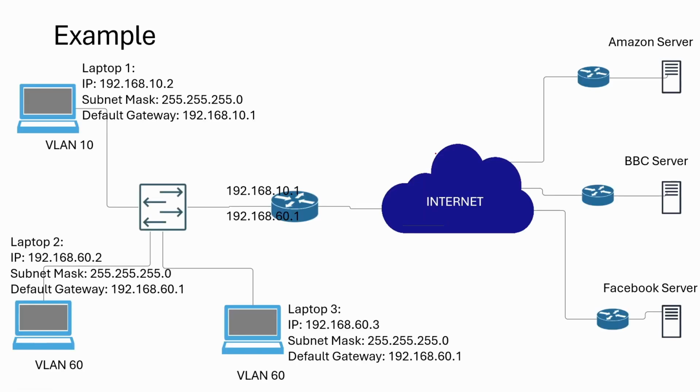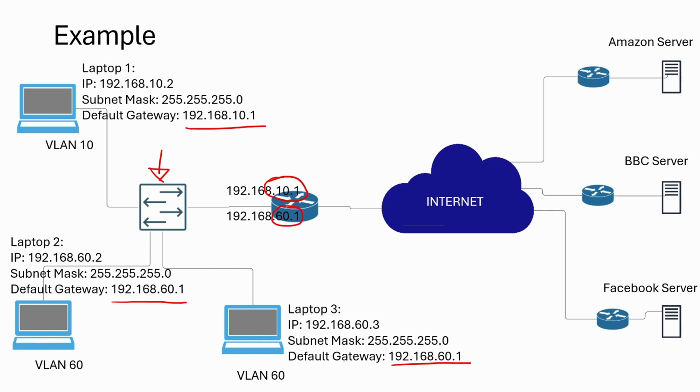Let's take a look at this topology. So on the left at the top here we've got laptop 1 that is connected to a network switch, and its default gateway is 192.168.10.1, which is located here on this router. Laptop 2 and laptop 3 are both on the VLAN 60. So their default gateway is 192.168.60.1, which also resides on this router.